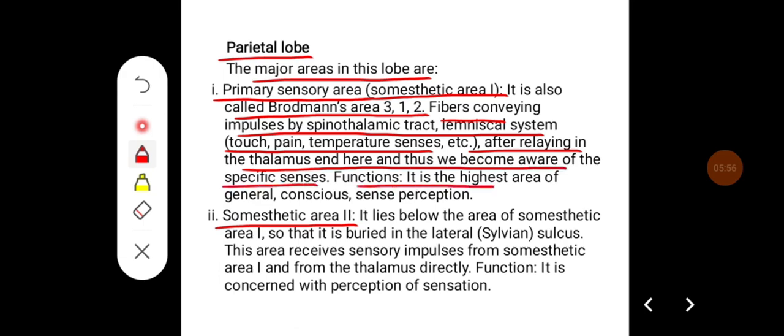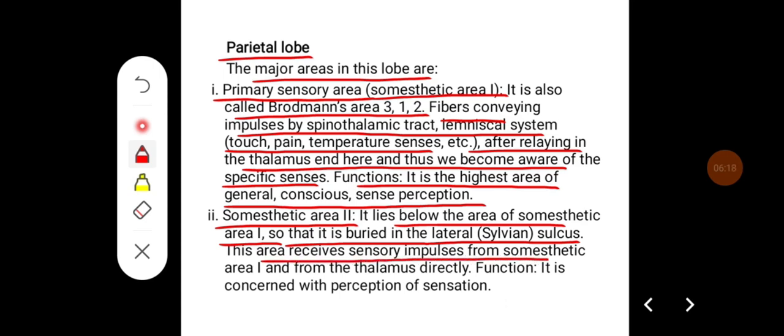So its function is that it is the highest area of general conscious sense perception. Somesthetic area 2 lies below somesthetic area 1, so that it is buried in the lateral, that is in sylvian sulcus. This area receives sensory impulses from somesthetic area 1 and from the thalamus directly. The function of somesthetic area 2 is that it is concerned with perception of sensation.